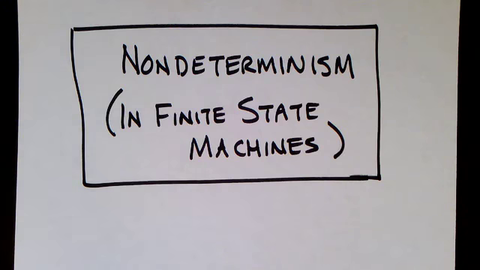In this video, we're going to introduce non-determinism. We're talking about finite state machines, so we'll introduce non-determinism in terms of finite state machines as we define what it means to be a non-deterministic finite state automaton. But the concept is more general and applies to other sorts of machines like push-down automata and Turing machines. So we'll introduce non-determinism in its general form at this point.